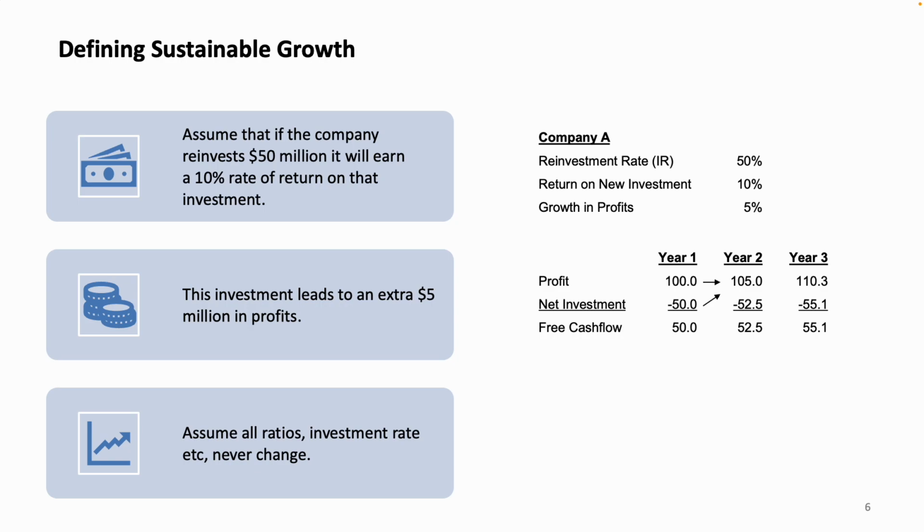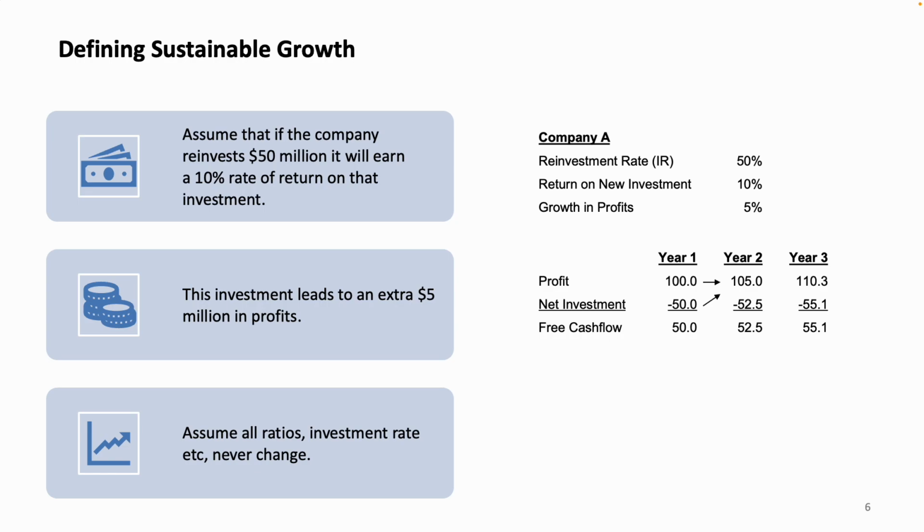So last year I had $100 million in profit. Next year I'll have $100 million plus the 5 of the new profits. I'll have $105 million. I will grow at 5%. It's just kind of working out the math. This is the important shortcut.